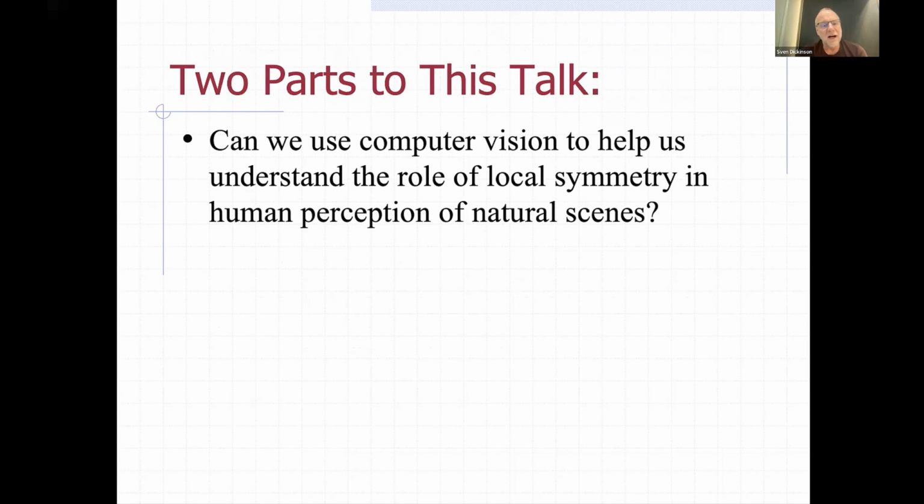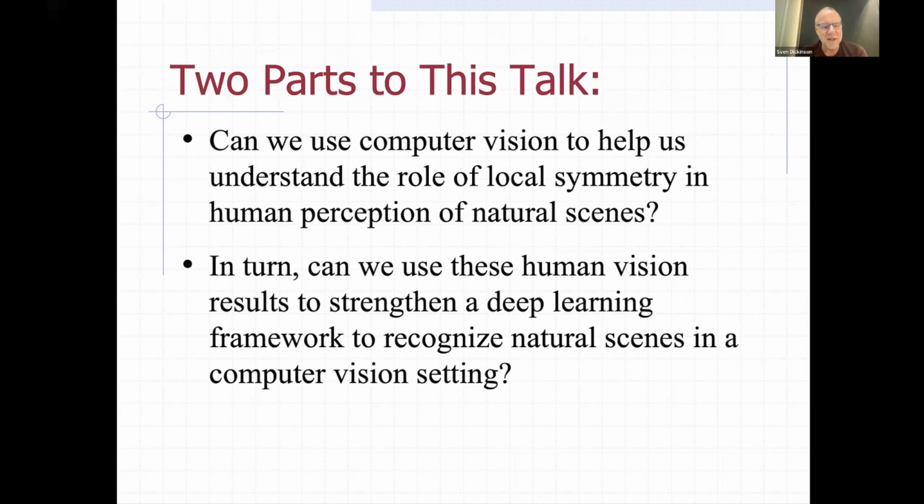One is, how do we use computer vision techniques to help us understand the role that this local symmetry plays in human scene understanding, human scene categorization? And then what we're going to try to do in the second part of the talk is take these findings in human vision and see if we can use them to better inform a deep learning framework to recognize natural scenes in a computer vision setting. So part one, how do we use computer vision to better understand human vision? Part two, how do we use human vision to build more capable and better understand computer vision?